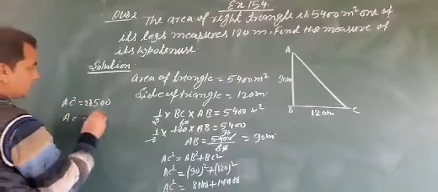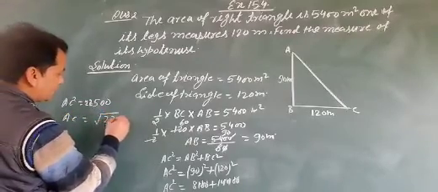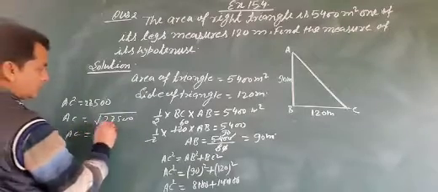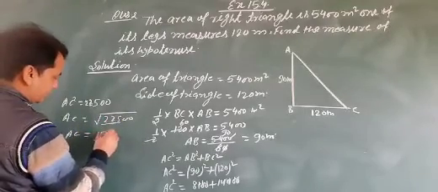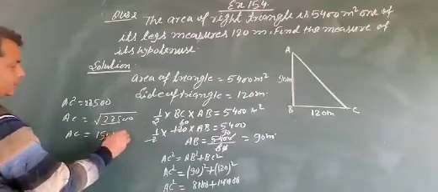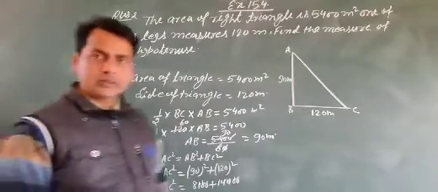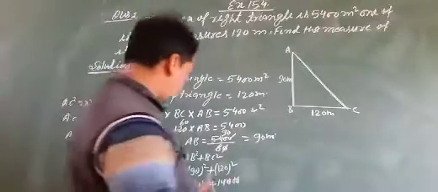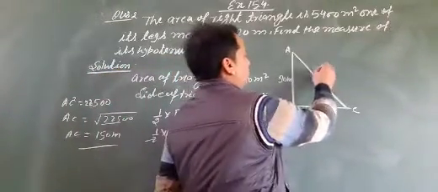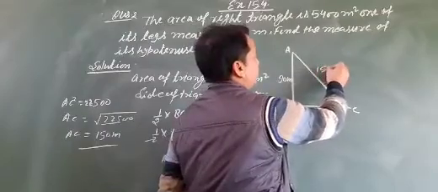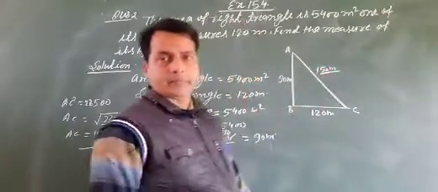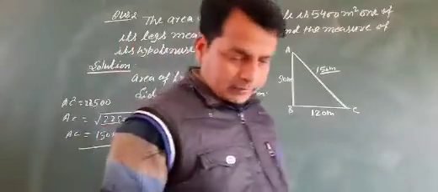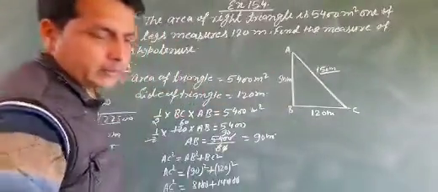Then AC equals root 22500, then AC equals 150 meter. So it is clear that the hypotenuse AC is 150 meter. Now the next question of the exercise is here.